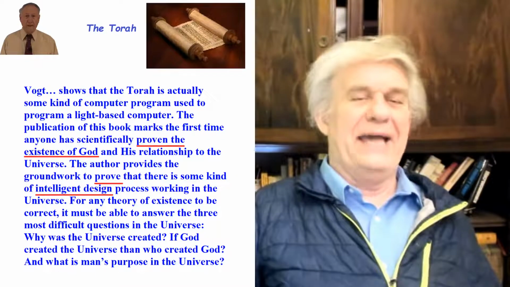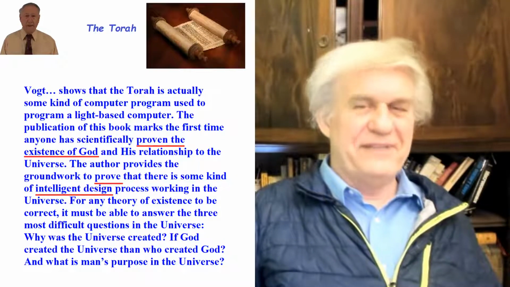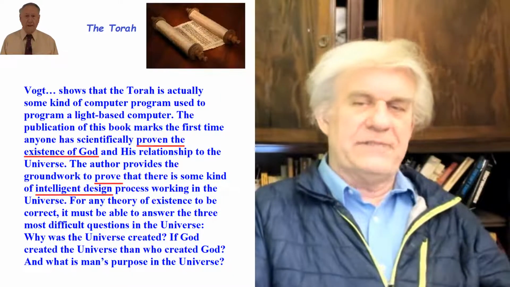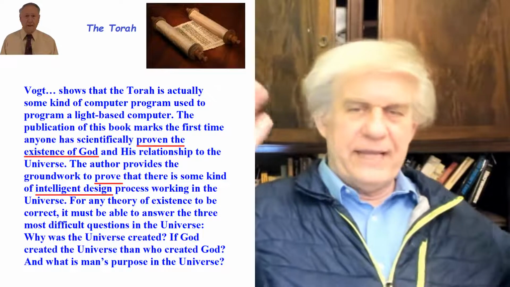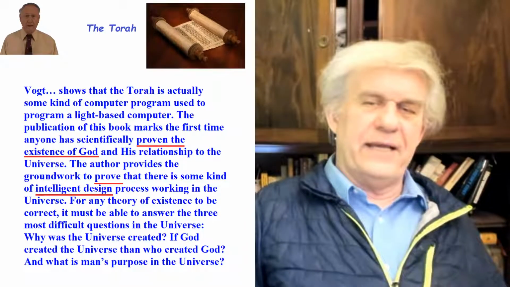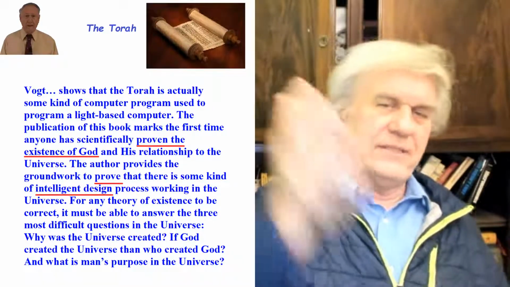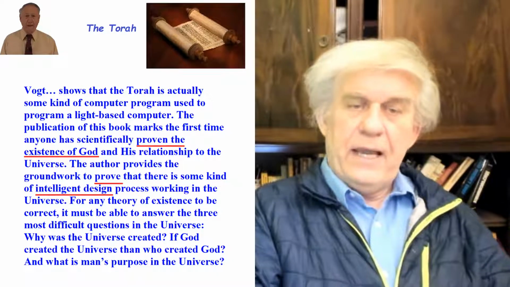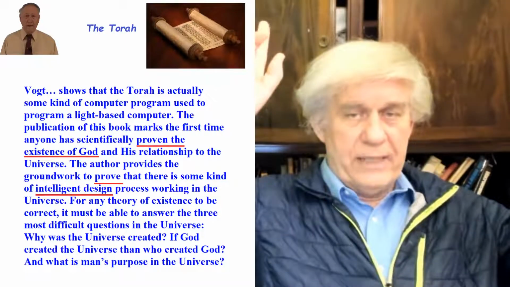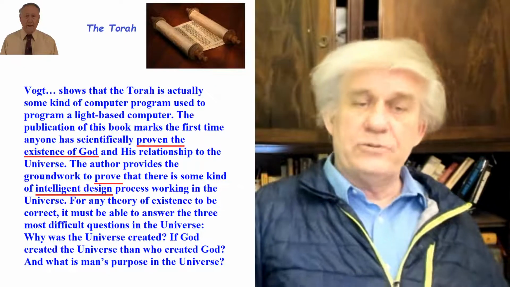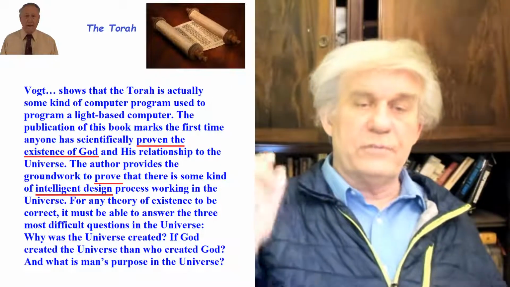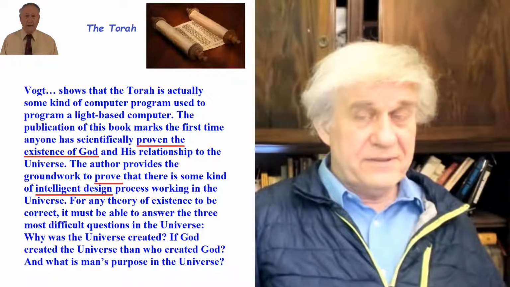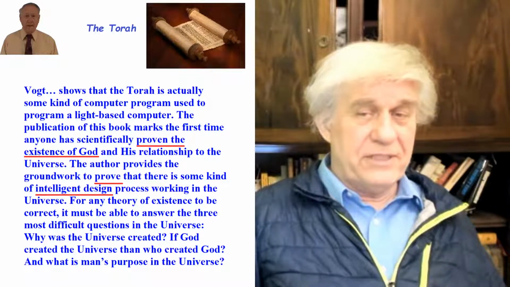Now, how's that for proof, for evidence? Here this man says he's proven the existence of God. All these years, atheists and theists and agnostics, they're fighting over nothing. They should have gone to this man. I mean, he's already proven the existence of God. Okay, and his relationship, the good old man upstairs, the bearded guy, okay, his relationship to the universe, the author provides the groundwork to prove. Proof? Science is proof? Or religion is proof?